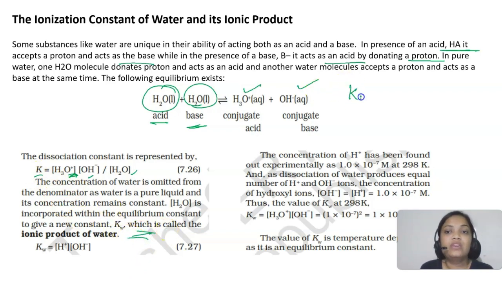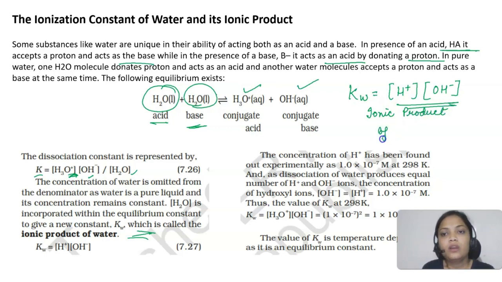So now you know that the ionic product of water means the product of the concentration of hydrogen ions and hydroxide ions. This is called the ionic product of water. Okay. Now this concentration of hydrogen ion has been found out as 1.0 into 10 to the power minus 7 molar at a specific temperature, meaning at 298 Kelvin. And you know that when water dissociates you will be getting an equal number of hydrogen and hydroxide ions. So the concentration of hydroxide ions also will be the same.